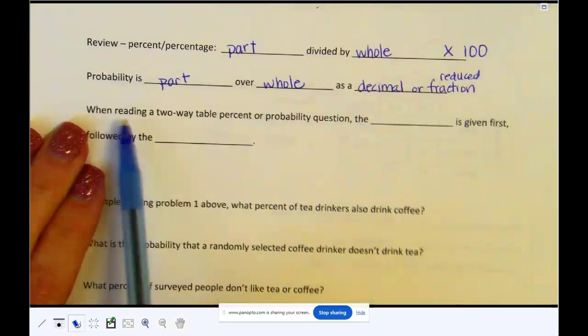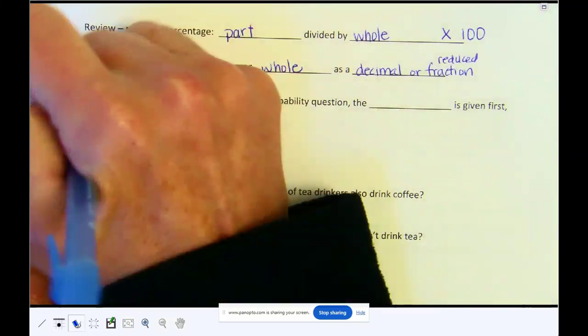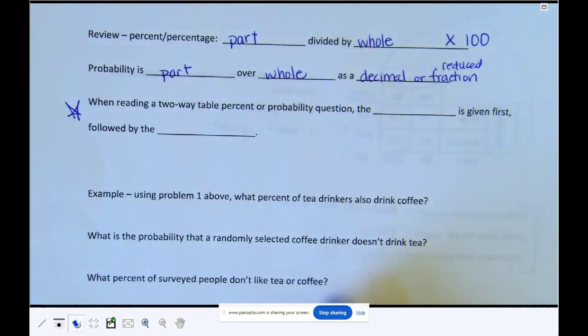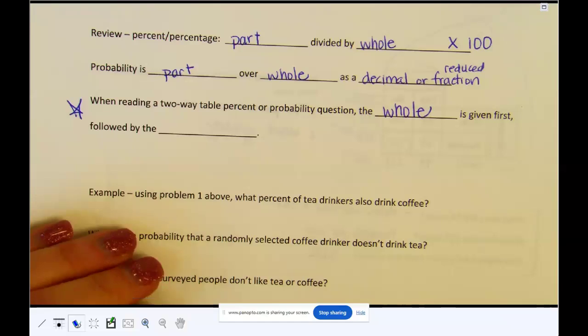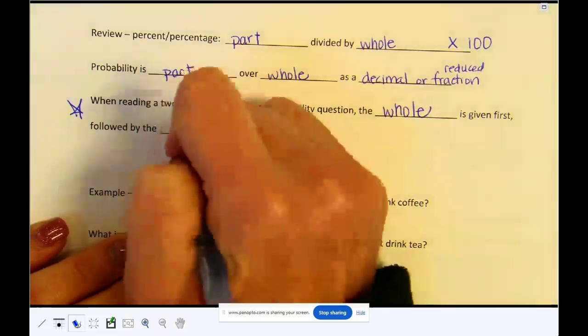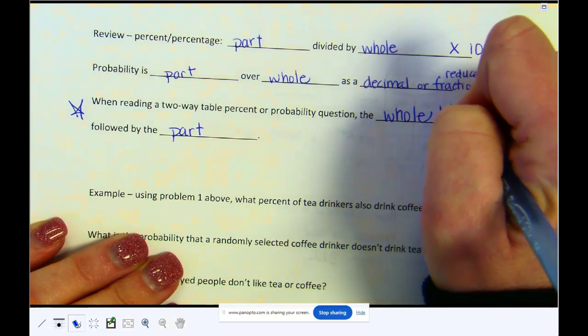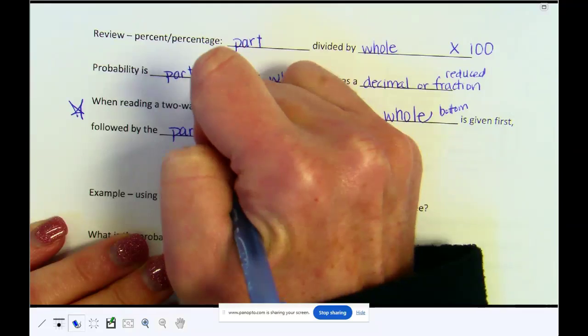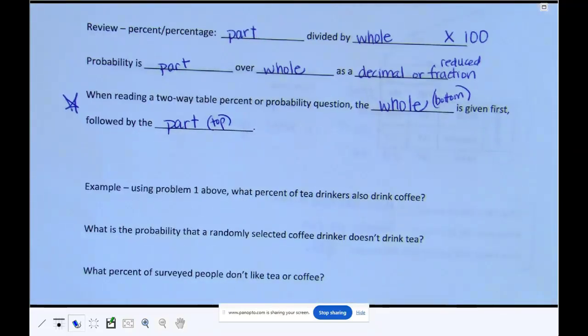Okay, so when you are reading, this is so important, you guys. This is the make it or break it piece right here. When you are reading a two-way table percent or probability question, the whole is always given first, followed by the part. So the whole is going to be the bottom, and the part is going to be the top.